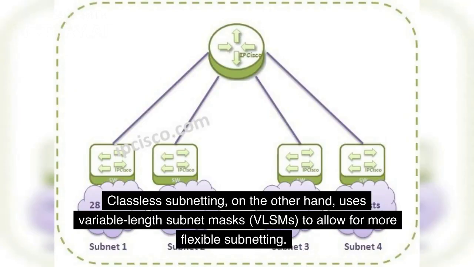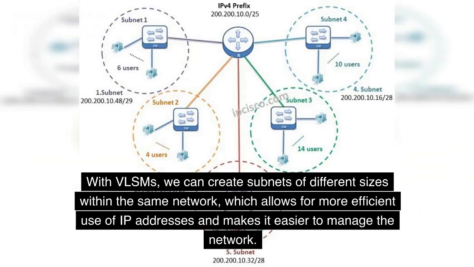Classless subnetting, on the other hand, uses variable length subnet masks, VLSMs, to allow for more flexible subnetting. With VLSMs, we can create subnets of different sizes within the same network, which allows for more efficient use of IP addresses and makes it easier to manage the network.